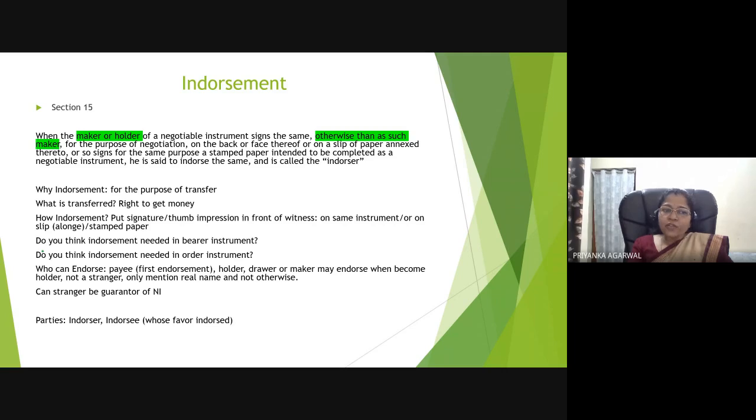So who can endorse? Obviously, the first endorsement will be done by the payee, and the subsequent endorsement is possible by whoever is holding that instrument. Means the payee has endorsed to X, then X is the holder of the instrument. Now the holder can further endorse it to anybody else, right?